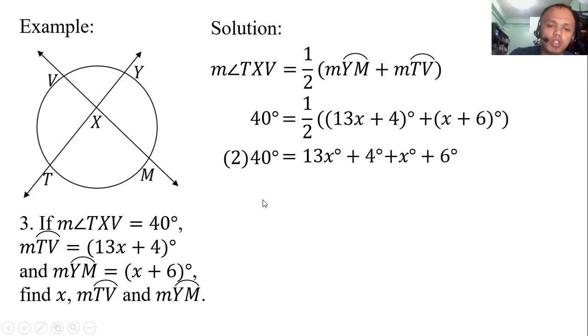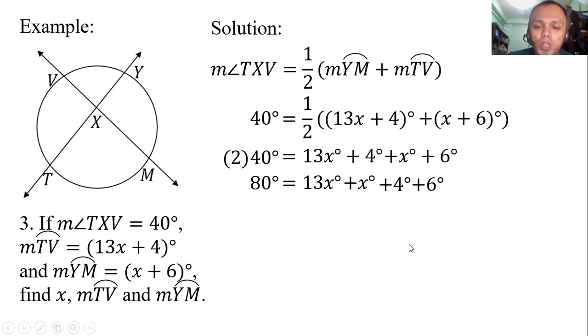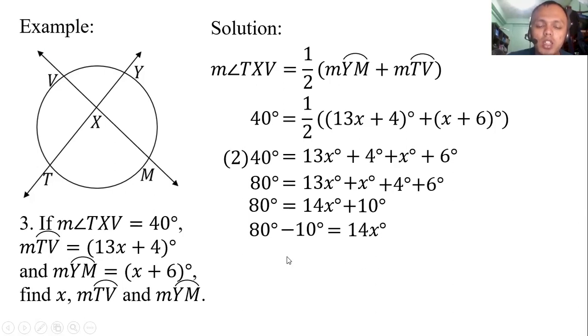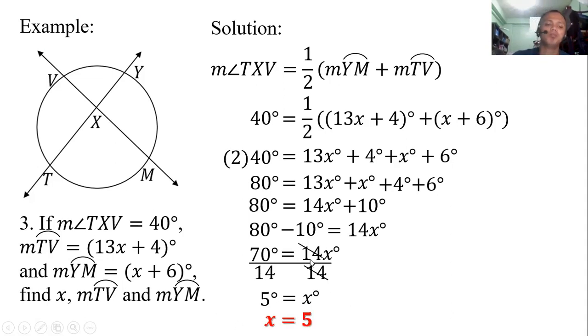Now, 2 times 40 is 80. Combine the similar terms: 13x plus x, plus 4 plus 6. 13x plus x is 14x. 4 plus 6 is 10. Transpose 10 to the other side, we have 80 minus 10 is equal to 70. Then divide both sides by 14. 70 divided by 14 is equal to 5. Then cancel this out. Your x is equal to 5.